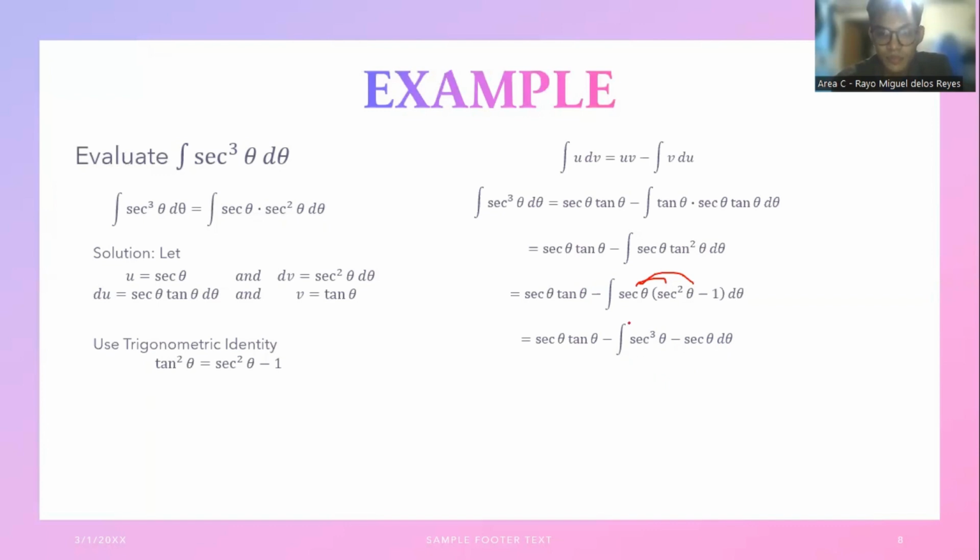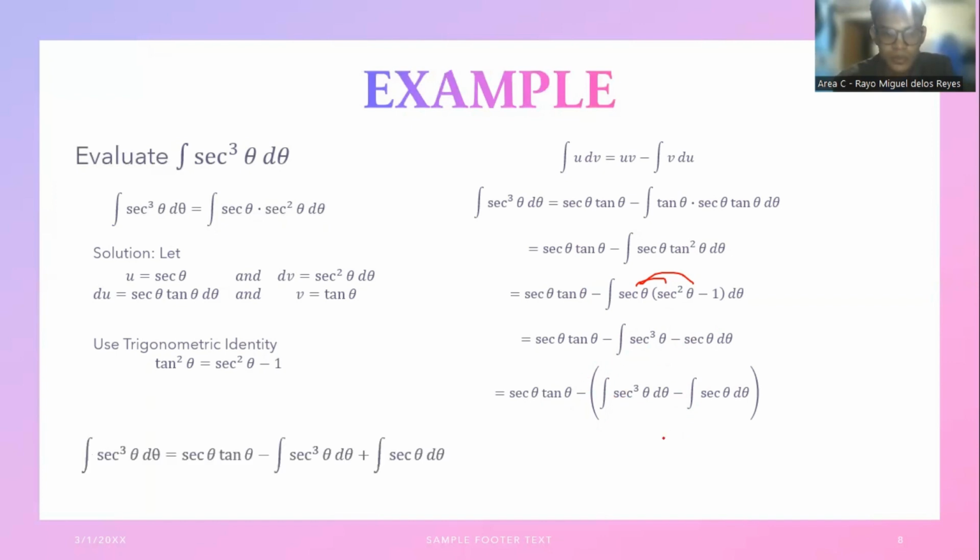And then, ang gagawin lang natin is paghiwalayin natin sila. So, magiging secant theta tangent theta minus the quantity of the integral of secant cube theta d theta minus the integral of secant theta d theta. And then yung negative dyan is distribute. So magiging, ayan. So ito na yung lalabas. So the integral of secant cube theta d theta equals secant theta tangent theta minus the integral of secant cube theta d theta plus the integral of secant theta d theta.